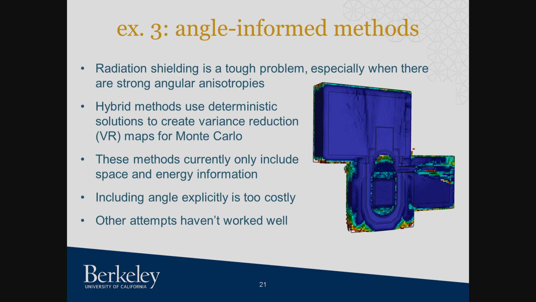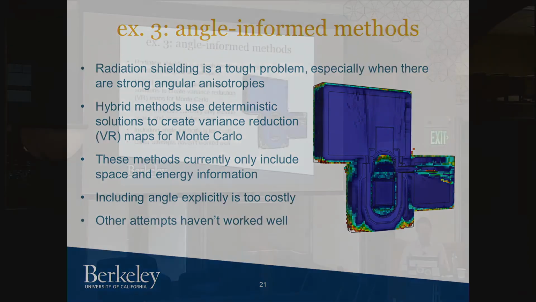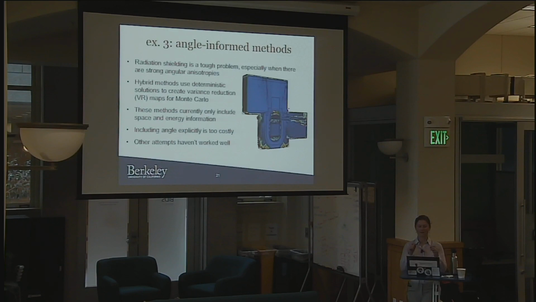And we're particularly interested in that in shielding problems. Shielding is very hard for Monte Carlo because the answer in Monte Carlo depends on having enough particles to get an answer. The point of a shield is to not have any particles. So those don't work well together. So we really need good variance reduction methods to get answers when we have shielding.